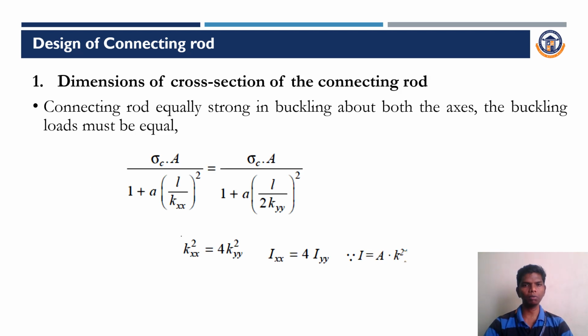So these are the formulas we are going to use to find out the cross section of the connecting rod. Sigma c times A divided by 1 plus a bracket, in bracket L by k xx, squared, equals sigma c times A divided by 1 plus a bracket of L by 2 k, squared of 2. So these are the formulas we use to find the cross section of the connecting rod.